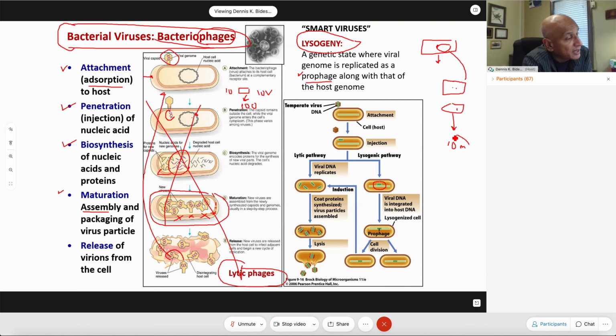So again, you see how pretty effective this is. Whereas compared to here, I only get 100, which is not cool at all. So these are called smart viruses. They undergo a process called lysogeny. This is a genetic state where the viral genome, like right over here, this is from the virus, actually replicates along with the bacterial chromosome. So it's a prophage. That's called a prophage. So this here would be called a prophage.